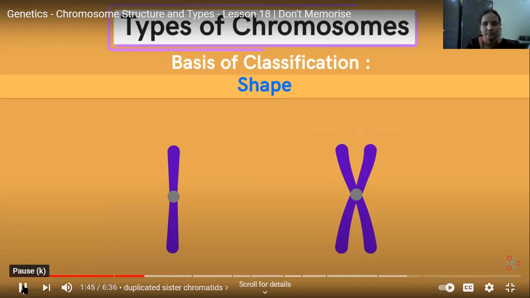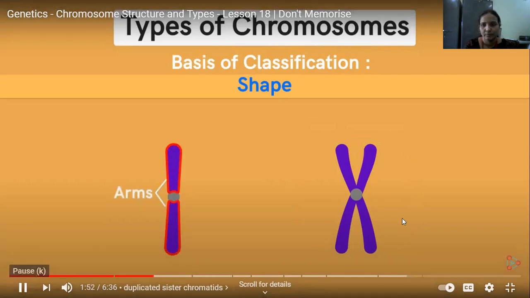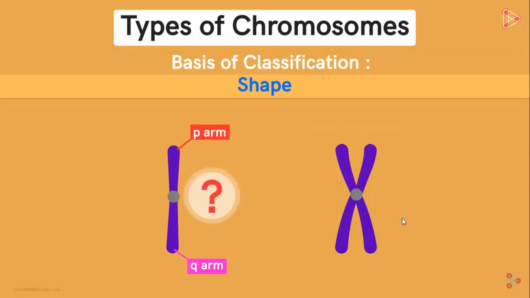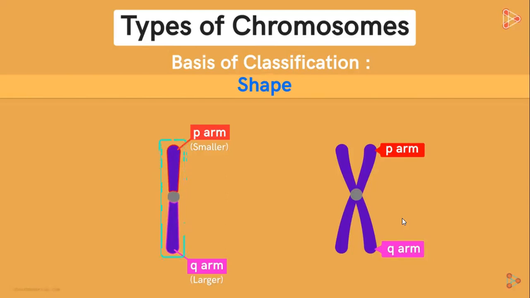Now to understand the types, let's first understand the typical structure. Here, these two regions are called the arms of the chromosome. This arm is named as the P arm, and this is known as the Q arm. So how do we recognize which is the P and which is the Q arm? Is it based on their positions? No, it depends on the size. The smaller arm is the P arm, while the larger one is the Q arm. So this chromosome has one P and one Q arm, while this one has two P and two Q arms.